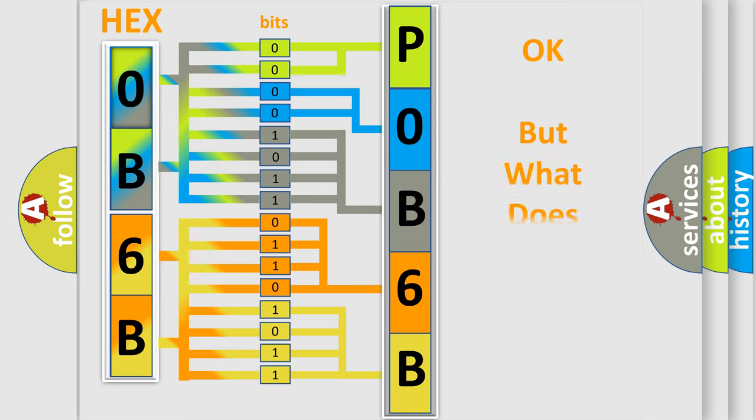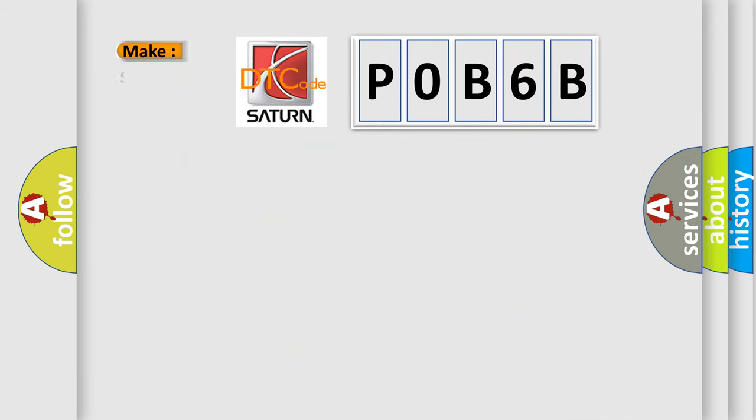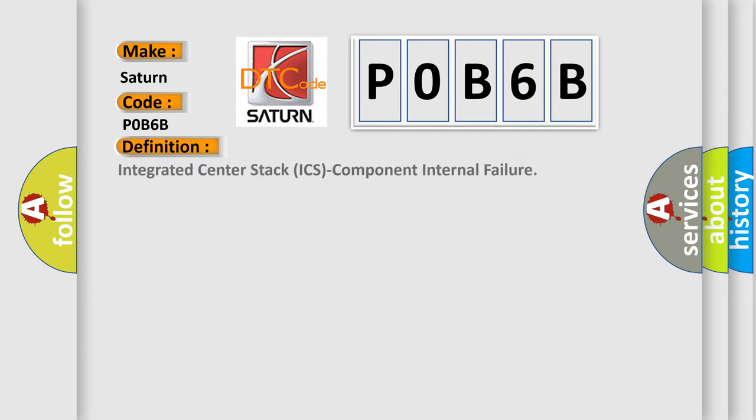The number itself does not make sense to us if we cannot assign information to what it actually expresses. So, what does the Diagnostic Trouble Code P0B6B specifically interpret for Saturn vehicles? The basic definition is: integrated center stack ICS component internal failure. And now this is a short description of this DTC code.